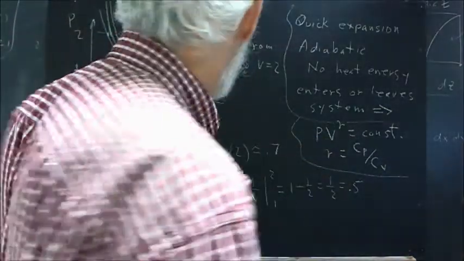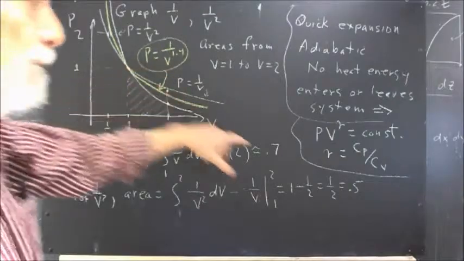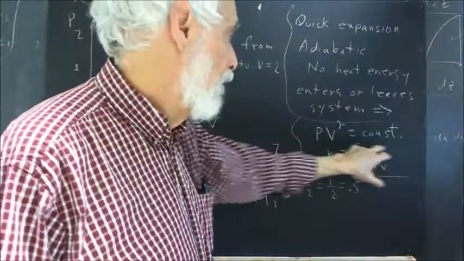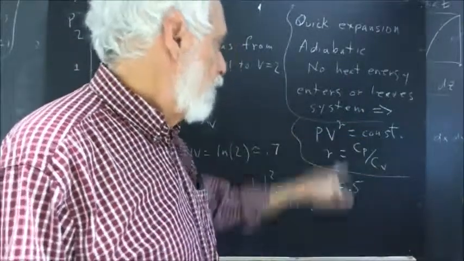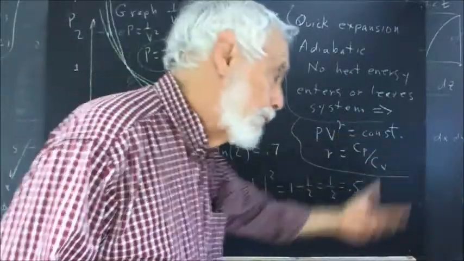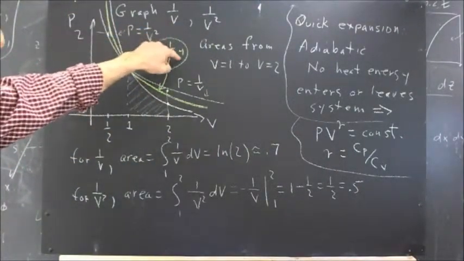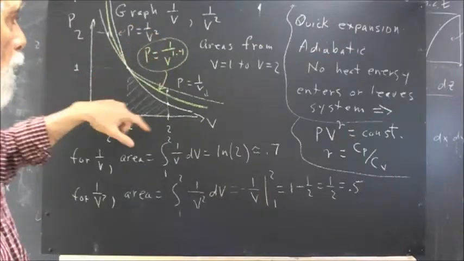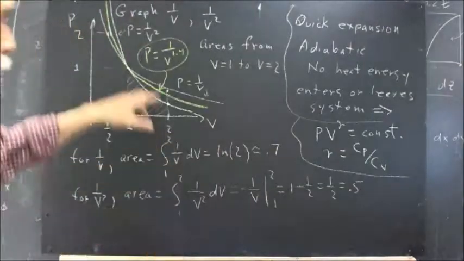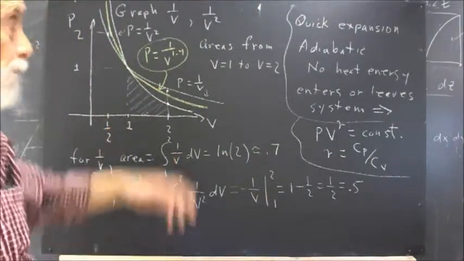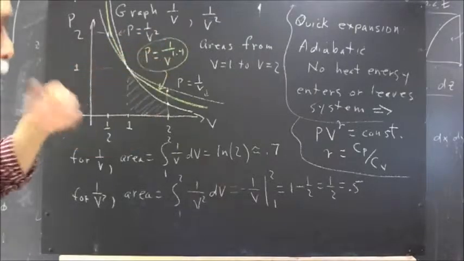In that case, P is going to equal a constant over V to the gamma. If the constant happens to be 1, then P would be 1 over V to the gamma. If gamma is 7/5, which is 1.4, then we would have the curve here, P equals 1 over V to the 1.4. Where does that curve lie with respect to the others? Now, this is just motivation for why in the posted question you're asked to do P equals 1 over V to the 1.4.